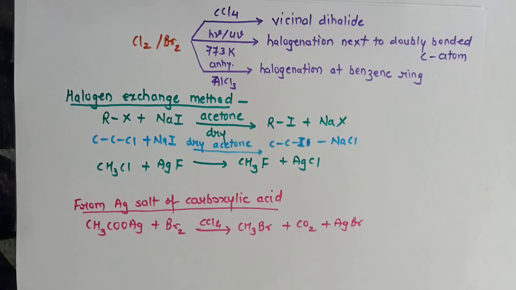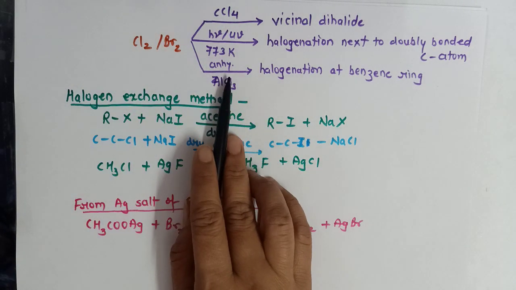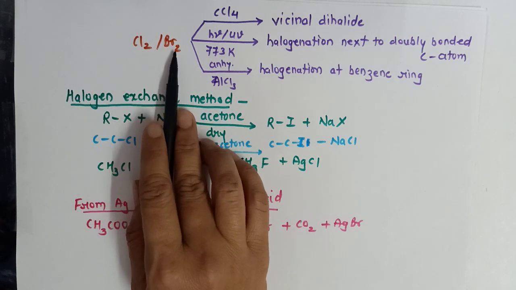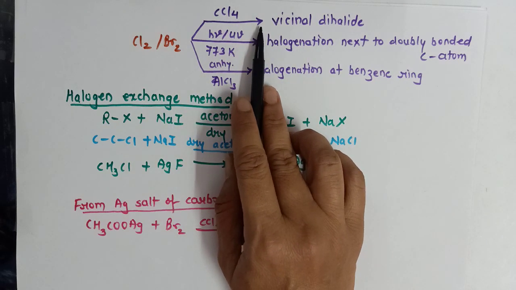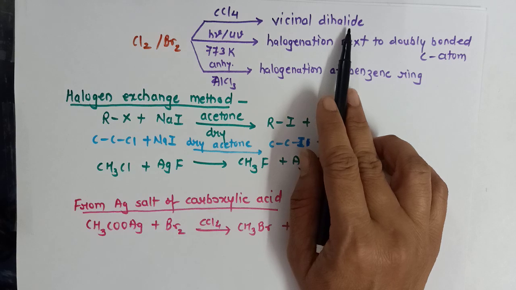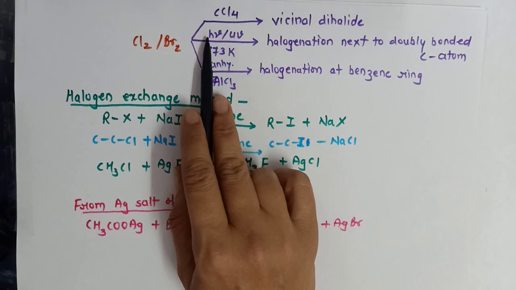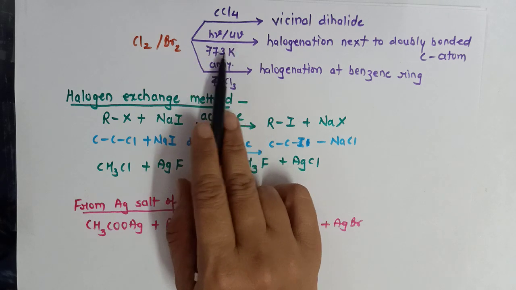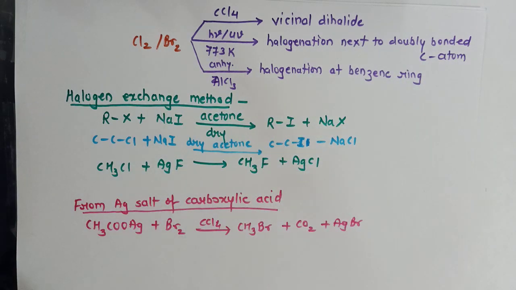Understood, dear students? So overall, I can categorize the reactions of chlorine and bromine in a different way. If any alkene is treated with chlorine or bromine in presence of a non-polar solvent, the double bond will be broken and we get a vicinal dihalide. If chlorine or bromine is treated with an alkene in presence of HNO or ultraviolet light or 773 Kelvin, any one of these conditions, then halogenation will be next to the doubly bonded carbon atom.